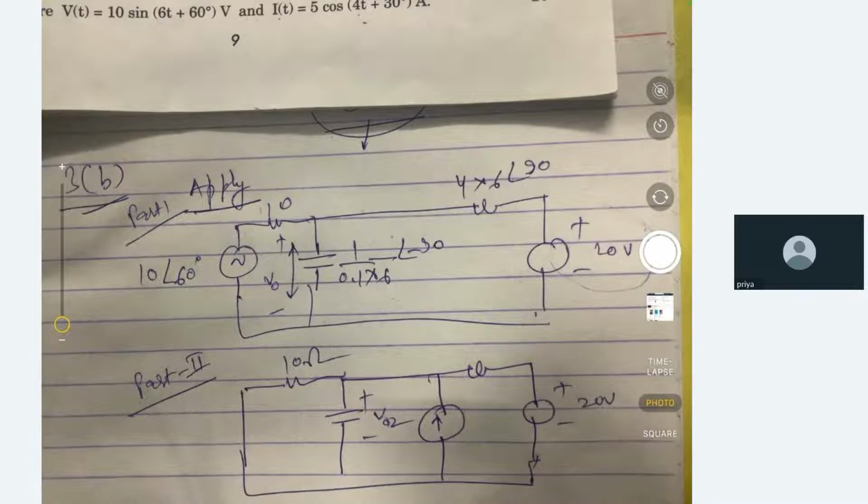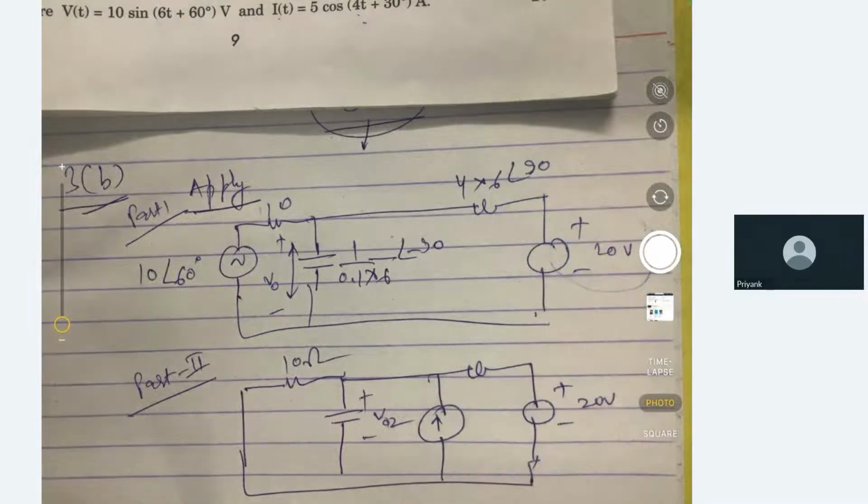So if we do not take 20 volt, then 20 volt will be shorted. In that case, the capacitor and inductor will be in parallel and some value of current will come through the capacitor. In the second case, this 10 angle 60 degree will be shorted. So this capacitor and this 10 ohm resistor will be in parallel and accordingly the value will come. I think it will impact the answer. So we have to check how it is impacting the answer. Yeah, we have to take, I think, one source at a time.